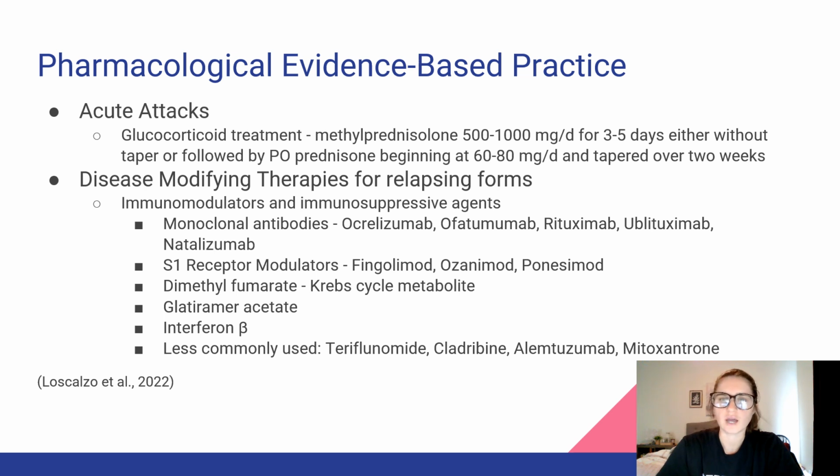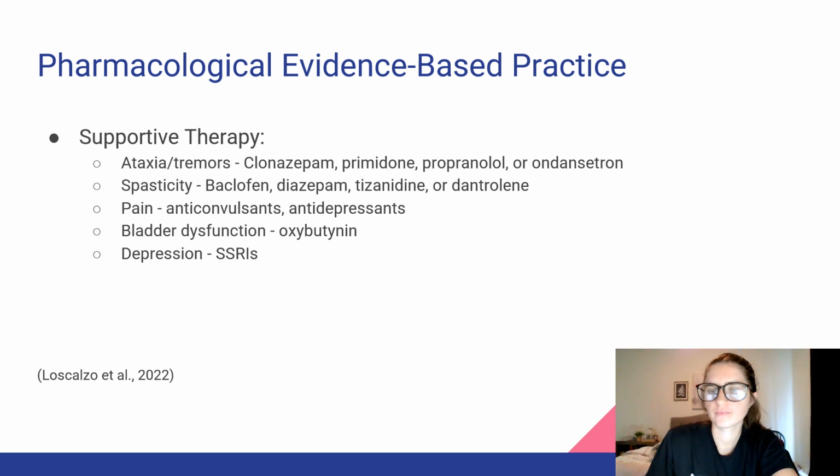And then you also have your S1P receptor modulators. So this is your fingolimod, your ozanimod, and your ponesimod. And then you can also give dimethyl fumarate, which is a Krebs cycle metabolite, and glatiramer acetate. And then you can also give interferon B or interferon beta. And then some drugs that are less commonly used include teriflunomide, cladribine, olimtuzumab, and mitoxantrone.